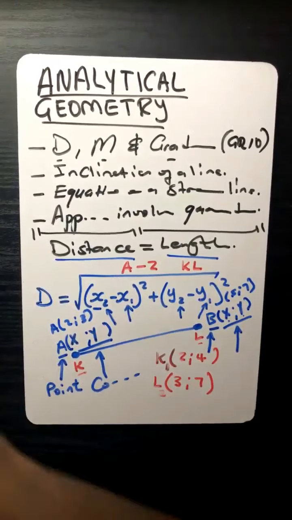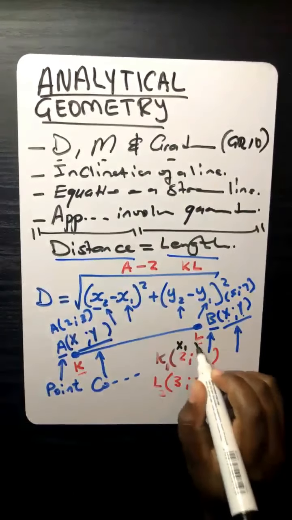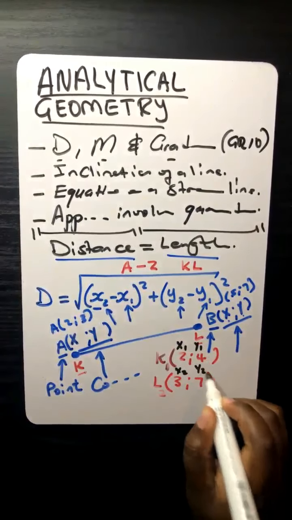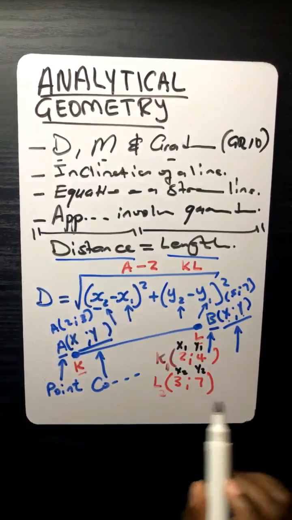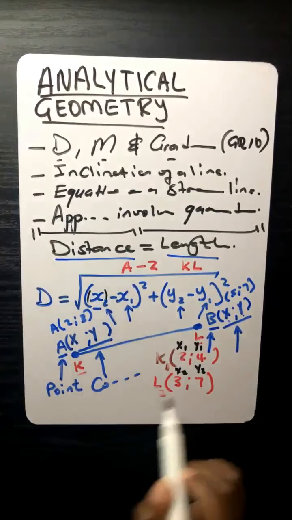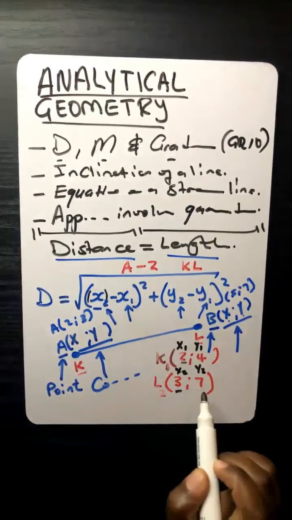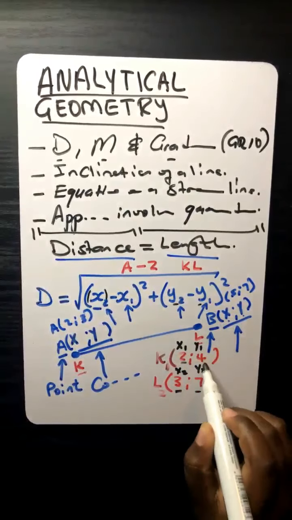What does it mean? Good people, it simply means this is going to be your x1, this is going to be your y1, this is going to be your x2, this is going to be your y2. So all you need to do is substitute whatever values there. What is your x2 there? It is 3. What is your x1 there? It's 2. There you've got your y2, and there you've got your y1.